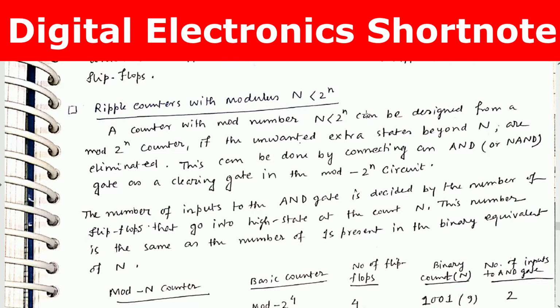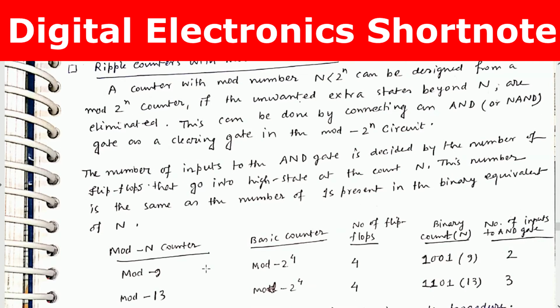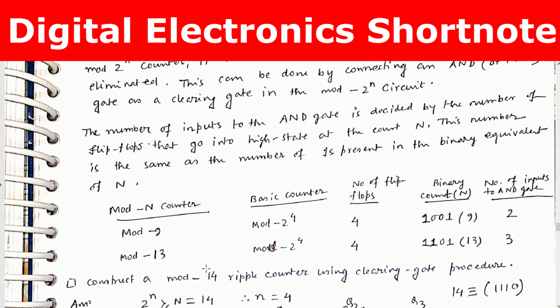A counter with mod number N less than 2 to the power n can be designed from a mod 2 to the power n counter if the unwanted extra states beyond N are eliminated. This can be done by connecting an AND or NOR gate as a clearing gate in the mod 2 to the power n circuit. The number of inputs to the AND gate is decided by the number of flip-flops that go into high state at the count N. This number is the same as the number of ones present in the binary equivalent of N.